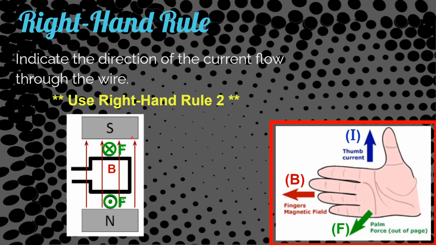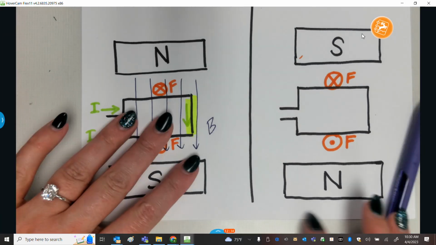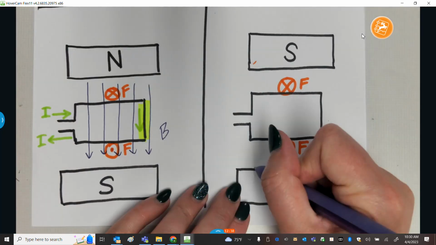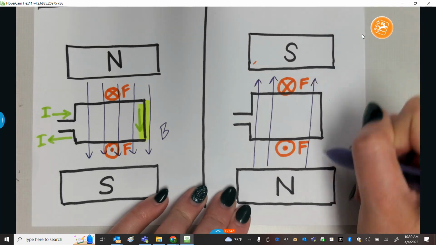And obviously, it's a loop. So my current is going to go in one way and come out the other. It's going to turn around, because it's a loop of wire. But we're going to use the right-hand rule just like we did a moment ago. So here is that example. Again, my field lines, I forgot to draw them here, go from north to south. So this is the direction of my field.